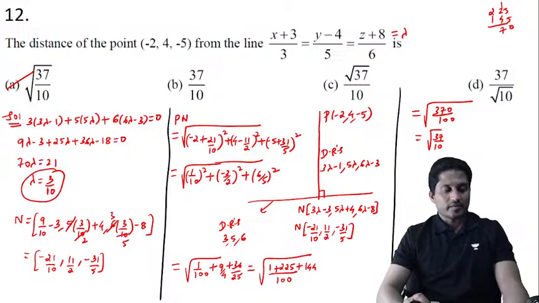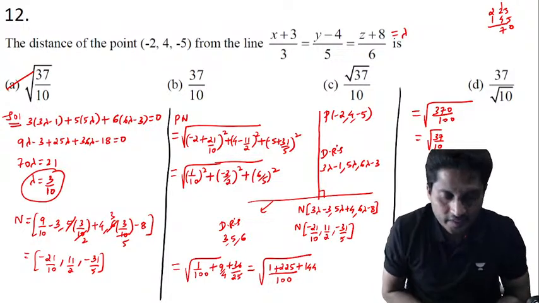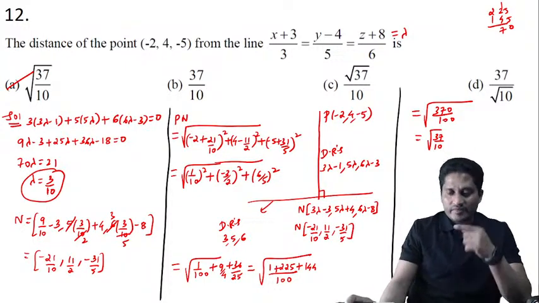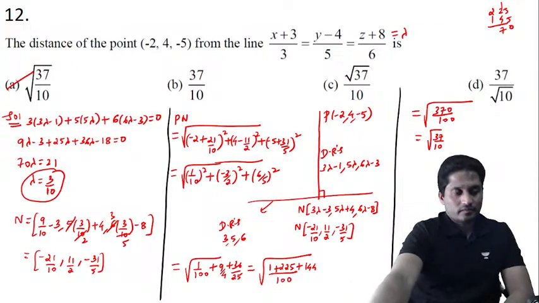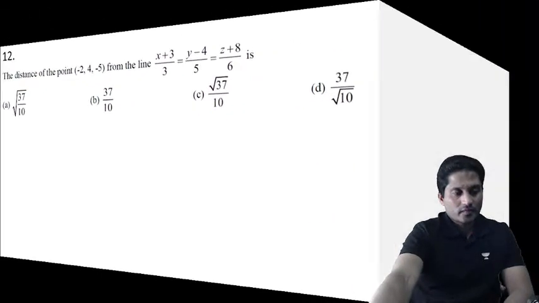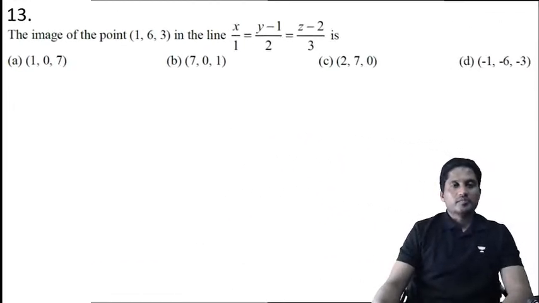Alright, let's move to the next question. Got it, guys? No shortcut can be applied. I guess this was asked in the 17 paper only. Distance of a point from the line. No shortcut can be applied. Okay, let's move to the next question.